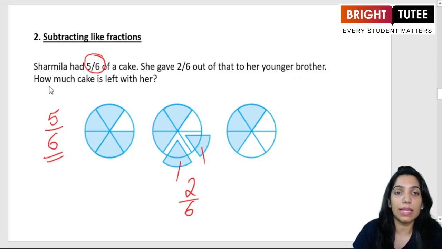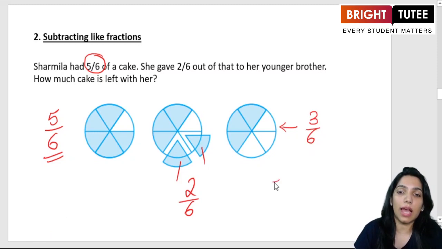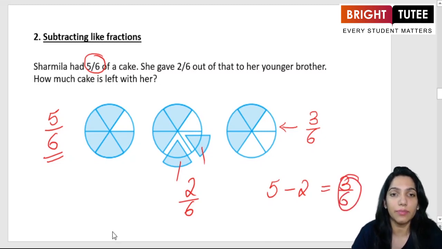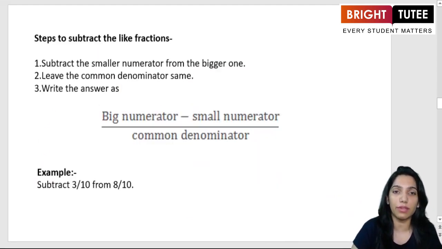Now it says that how much cake is left with her. So how many do you see shaded in the image now? It's 3 out of 6. Clear, students? So if you see that out of 5 parts she gave away 2, so what is left with her? 3. And 3 out of how many? Out of 6. So is that clear? We just have to work down the numerators to get the subtraction done of a like fraction.